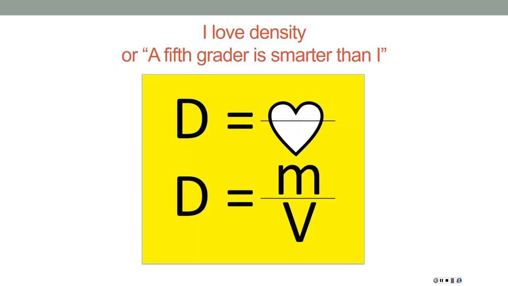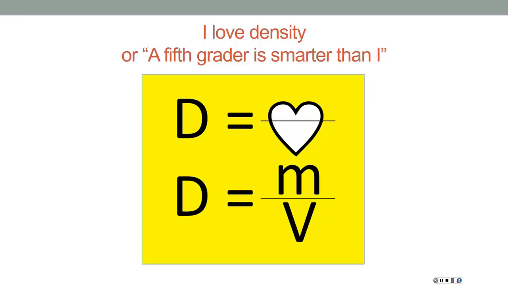If you draw a heart, the top of the heart makes the M, and the bottom of the heart makes the V. So that's the way she remembers it to this day. That's how I remember it now too. The D in the heart, and M over V for you. So if you're ever confused, just remember that I love density, and then you've got the formula right there. You can rearrange it algebraically. So volume times density is equal to mass, or volume is equal to mass divided by density.